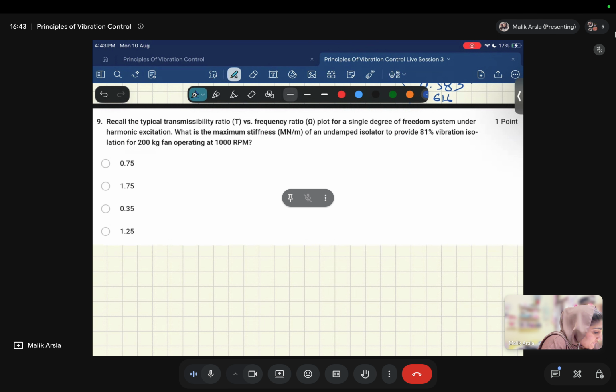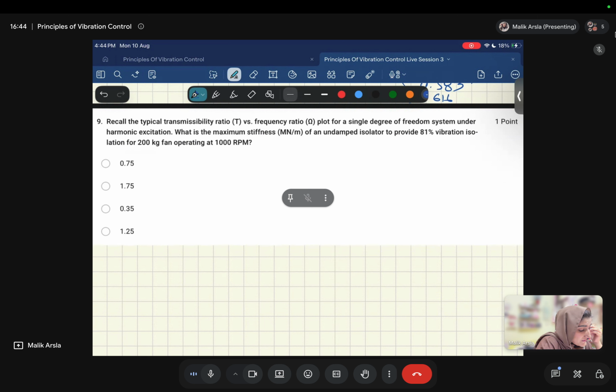Now moving to the next question. Recall the typical transmissibility ratio versus frequency ratio plot for a single degree of freedom system under harmonic excitation. Okay, so the graph has been explained in detail in the lectures. So now the question is asking, what is the maximum stiffness of an undamped isolator to provide 81% vibration isolation for 200 kg fan operating at 1000 rpm. So essentially 200 kg fan here means it's our primary system.